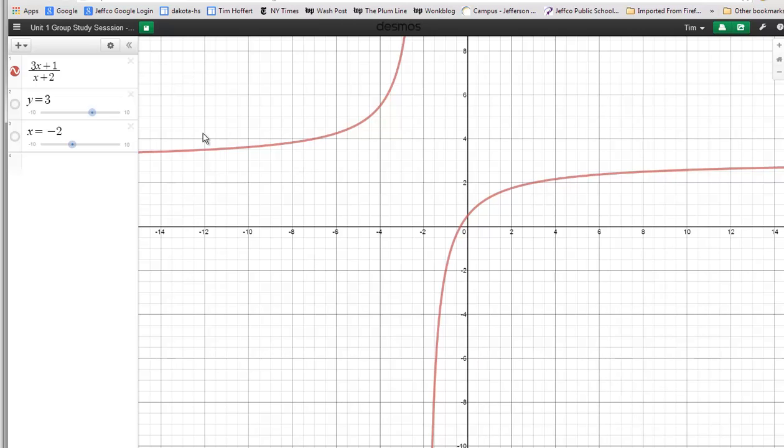Now, this is a graph of this function, and you can see the graph has, if we look at the y-intercept, it's (0, 1/2). We look at the x-intercept, it's (negative 1/3, 0).